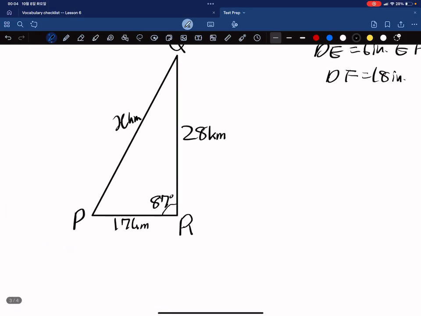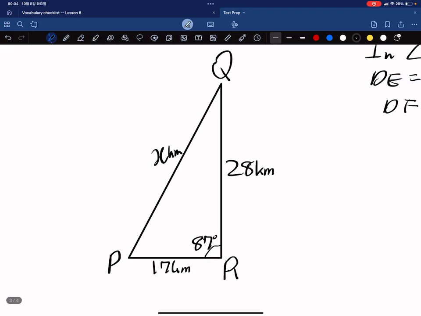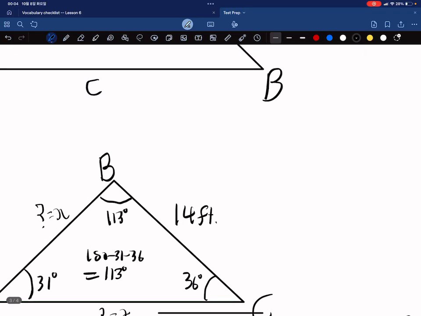Exactly. How can we use this in our equation? Let's look at this. If you want to find x kilometers, and remember guys, do not forget your units.